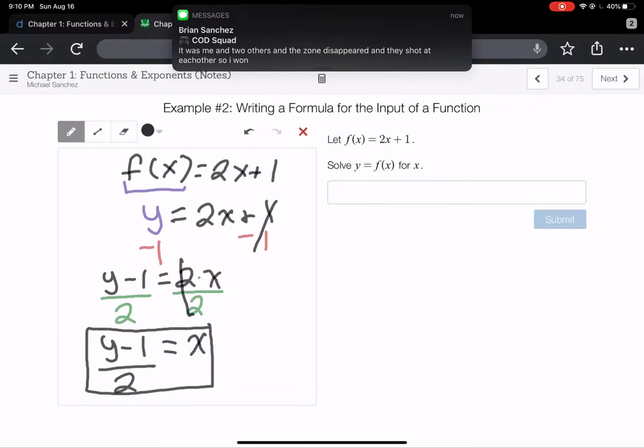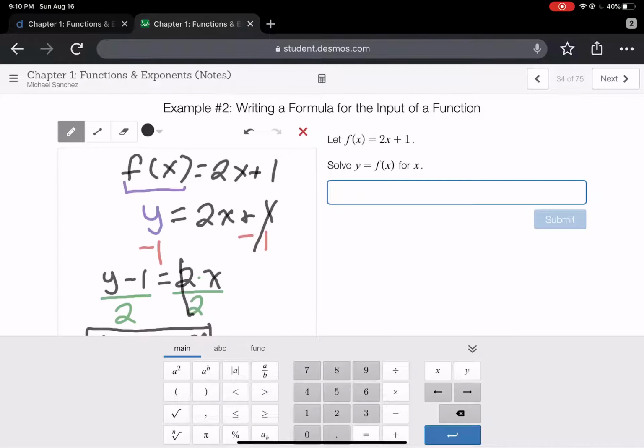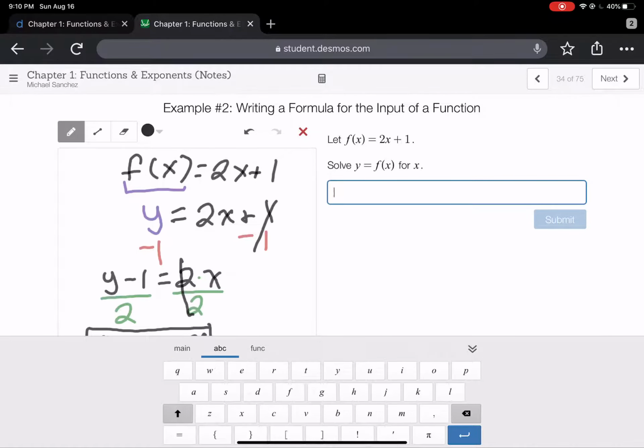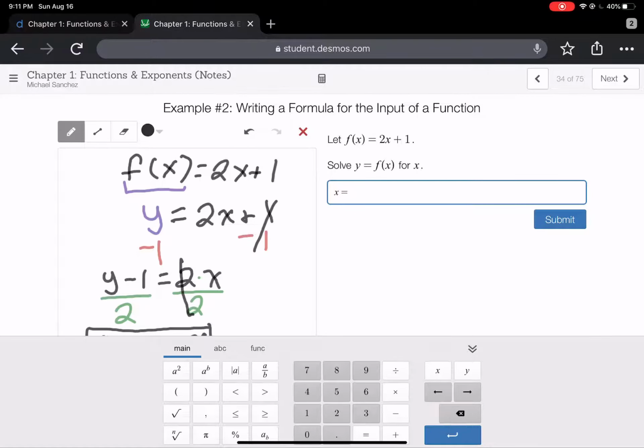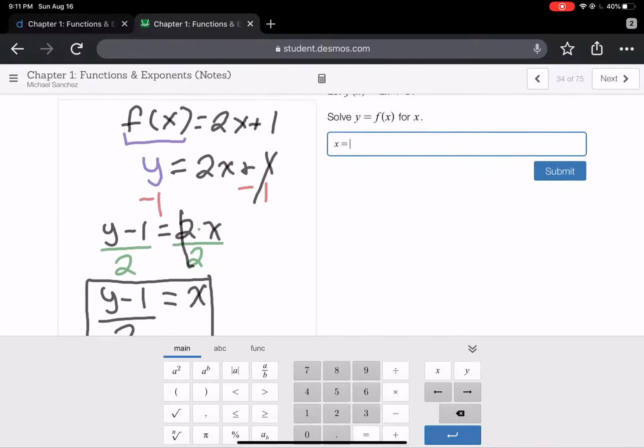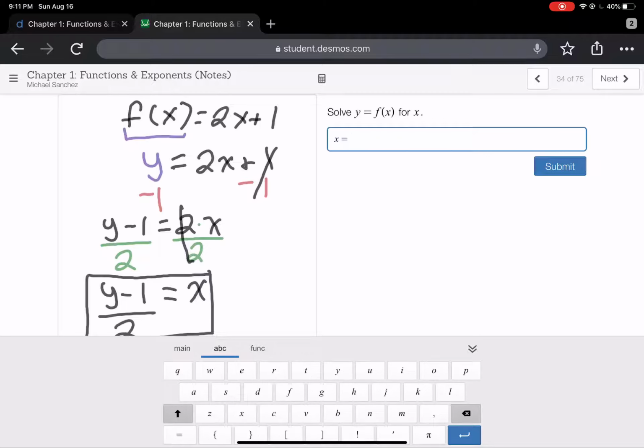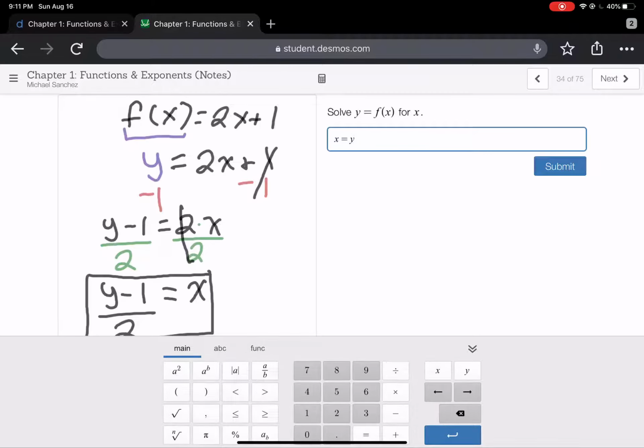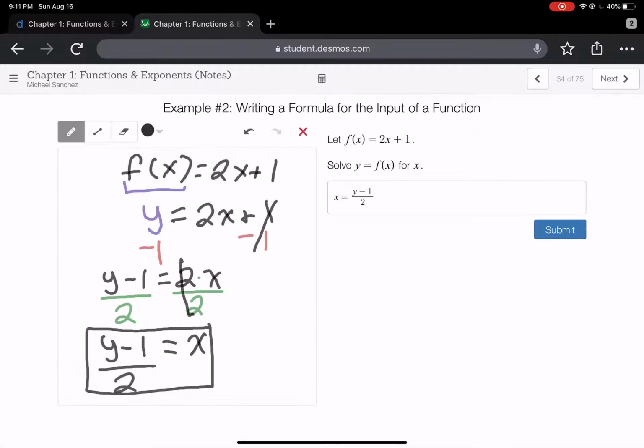This is my formula, so I'm going to go ahead and type that formula in. I have x is equal to, and I'm going to type the x first and then the other part of the equation: (y minus 1) over 2. And that is my formula for the input. I have solved for x. I've left x by itself.